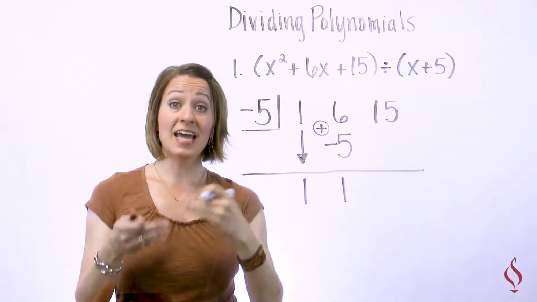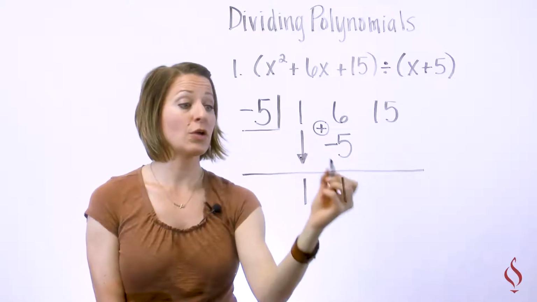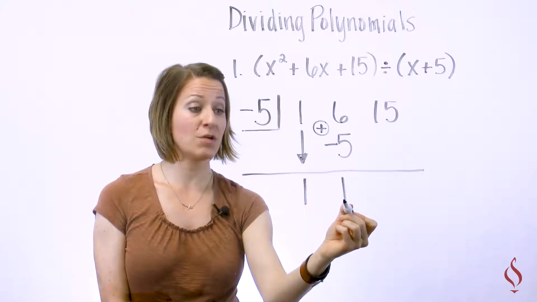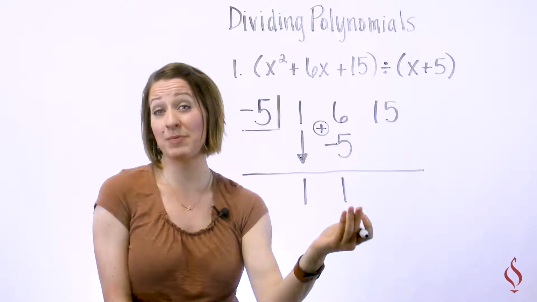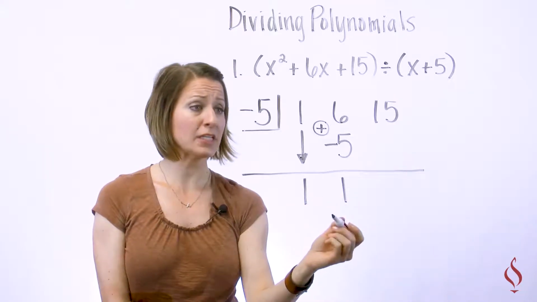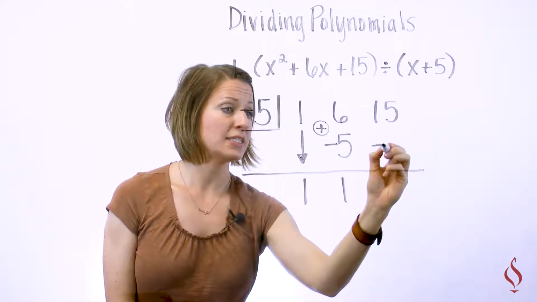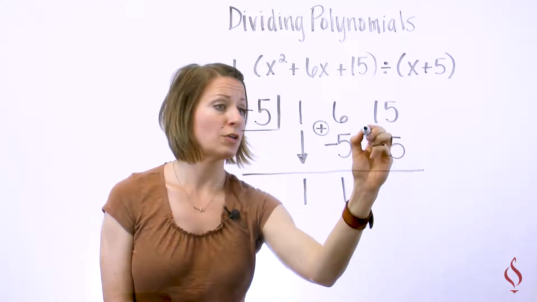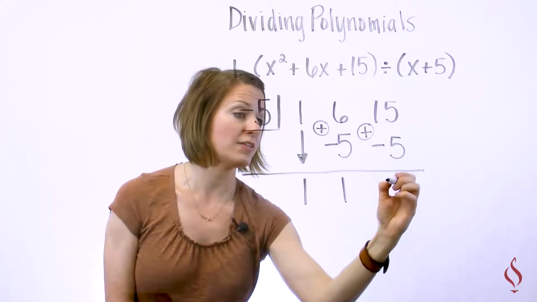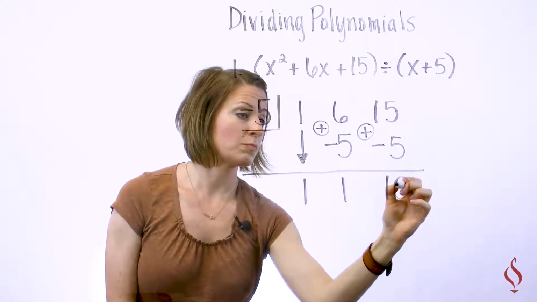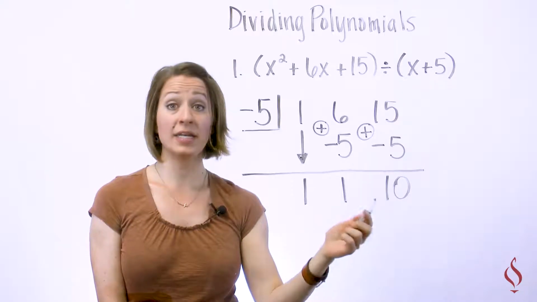Then that cycle starts again. We're going to take the corner number, and multiply it times the number underneath the line. It's just coincidence that it happens to be another 1 here. Negative 5 times 1 is negative 5. We are going to add again, and 15 plus negative 5 is 10. So now we have the numbers 1, 1, and 10.